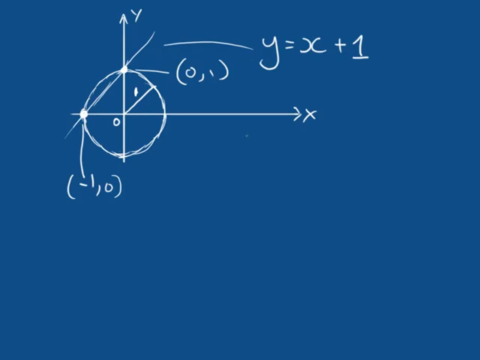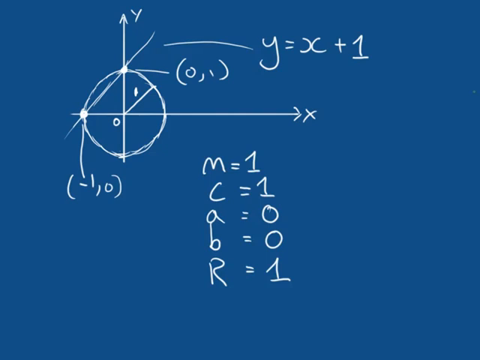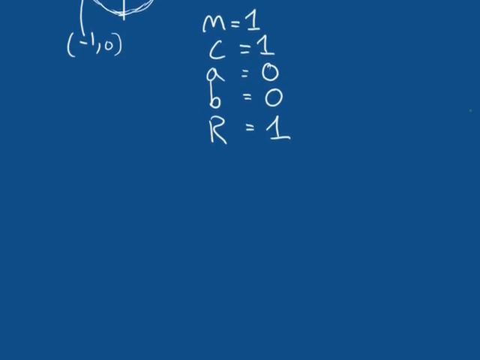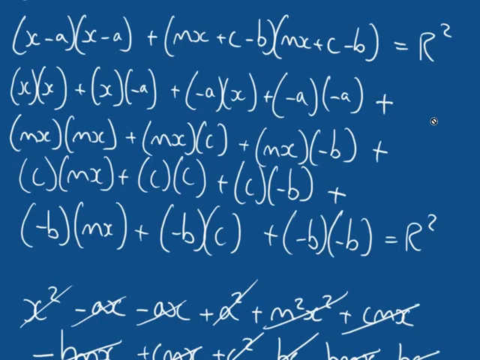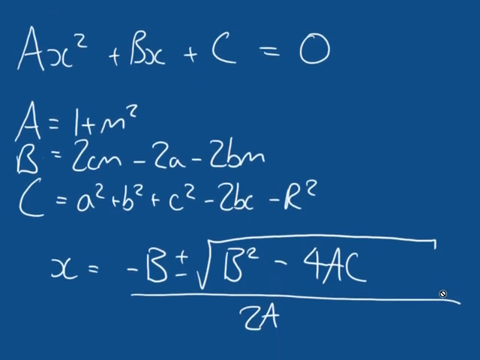So what is the information for our intersection equation? We know our gradient m is equal to 1. We know that c, our intercept, is also equal to 1. A and b, the center of our circle, which is centered around the origin, so a is equal to 0, b is equal to 0, and the radius of our circle is equal to 1. We can now take this information and plug it into the equation that we just saw. So we can calculate a, b, and c, and then plug them into our quadratic formula.